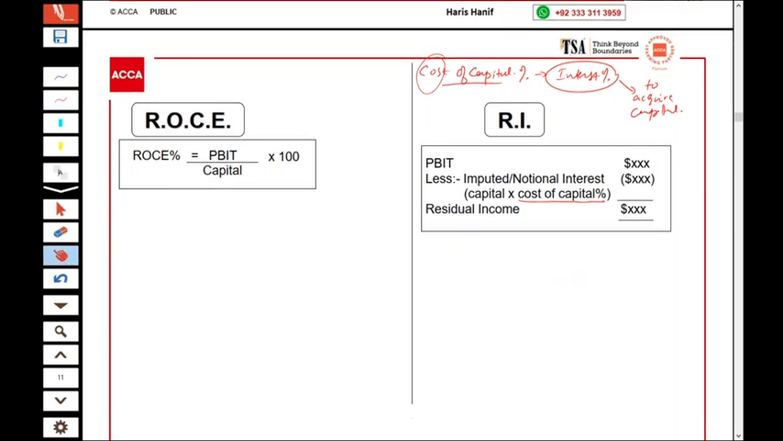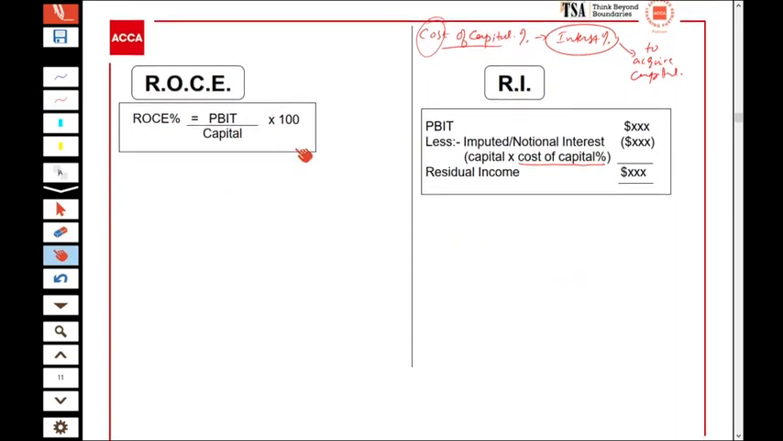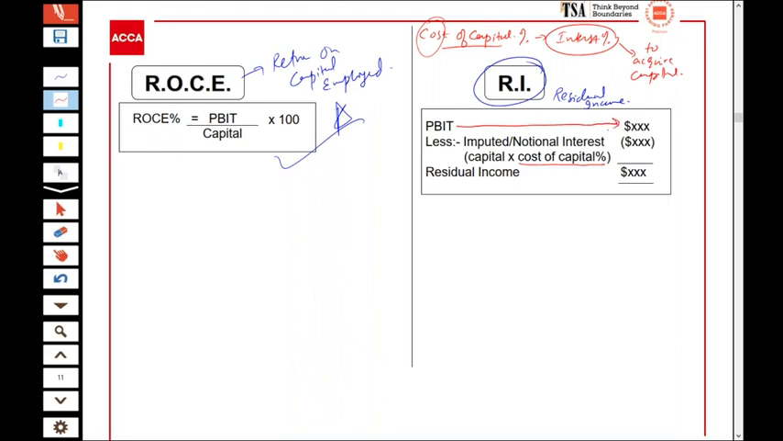Now, here you can see the formula of return on capital employed: profit before interest and tax, divided by capital, multiplied by 100. We know this format. And we need to understand the term residual income. How to calculate the residual income? That is profit before interest and tax minus imputed or notional interest, that is capital multiplied by the cost of capital, and you get residual income.